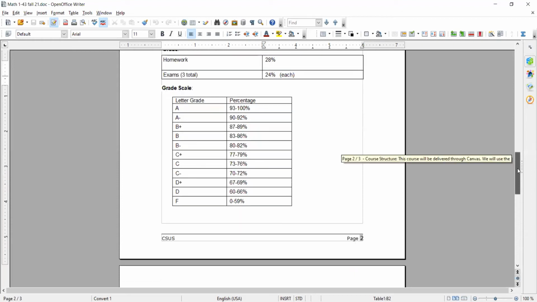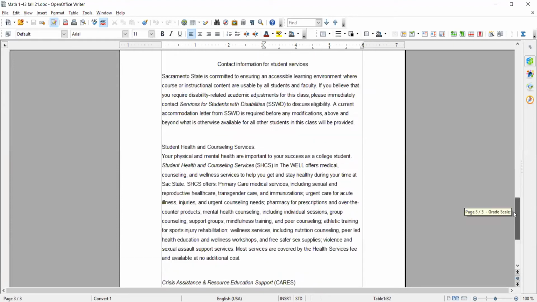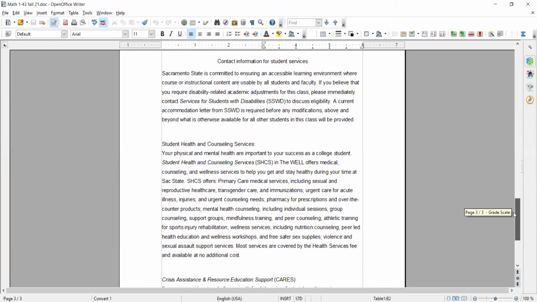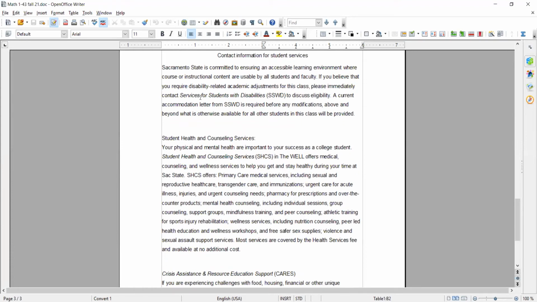The last part is services provided by the school. There are services for students with disabilities. So if you think you require testing accommodations, contact SSWD. You can ask me questions about that after class or privately. There is also the Student Health and Counseling Services in the WELL for any healthcare, eye care, counseling. You can find that at no cost from the WELL.